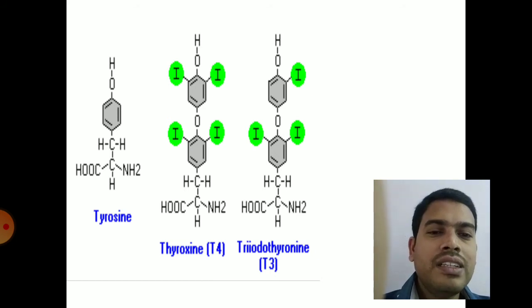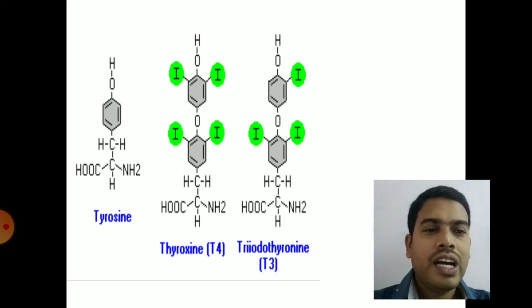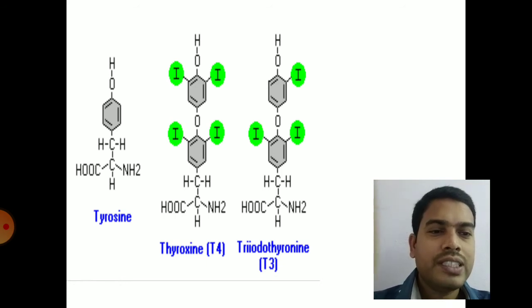And tyrosine also forms T3 and T4, triiodothyronine and thyroxine. They play an important role in iodine metabolism in the body. These are the only amino acid derivatives which play an important role in iodine metabolism. So these T3 and T4 are obtained from tyrosine.